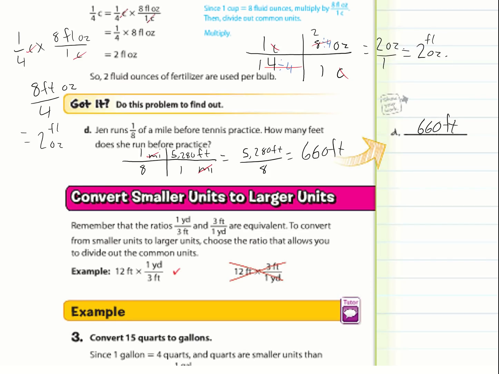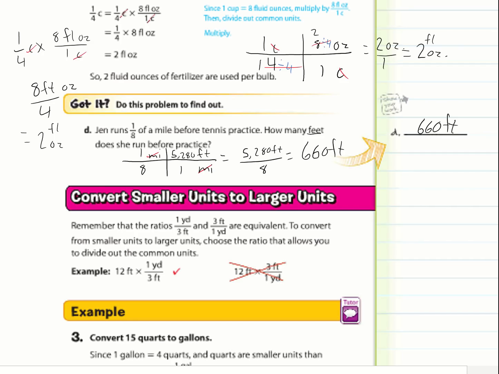So after trying D, I set it up. I have 1/8, so I have 1 on top, 8 on bottom. Miles. Make sure in miles you put MI because you don't want to confuse miles with meters. So I have 1/8 of a mile. We're converting to feet, so I put my feet on top, miles on bottom. My ratio is 5,280 feet over 1 mile.